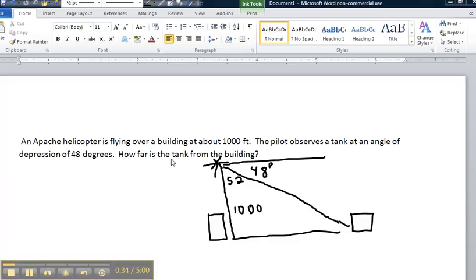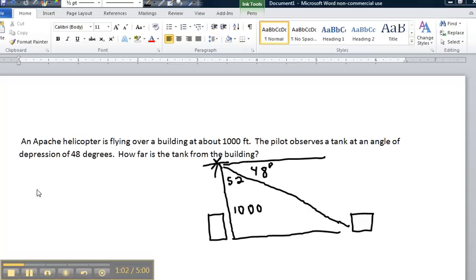Angle of depression was 48 degrees. We know from here to here is 90 degrees. So therefore we just go 90 minus 48 and we get 52 degrees, which would be this angle. And what we're trying to form is a right triangle, which we do have here. This is my tank out here. So now I have to use a little trig to figure out that missing side.